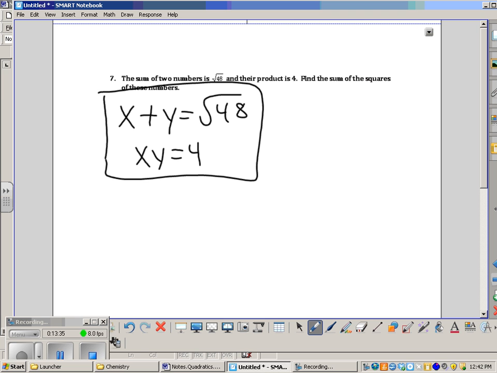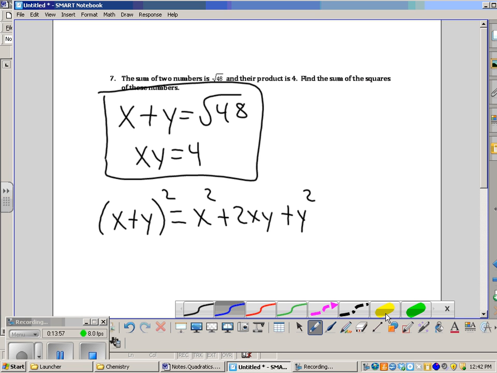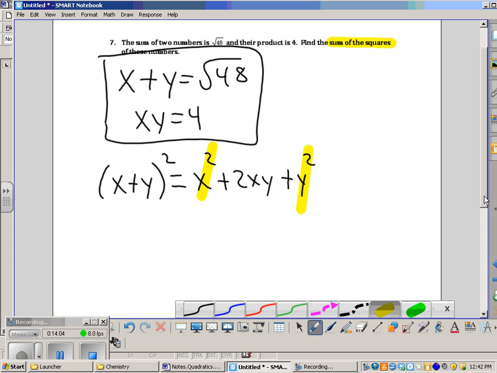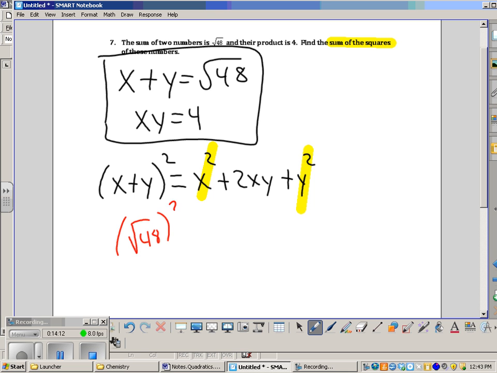Okay. Remember the perfect square trinomials thing that I said was the biggest trap in high school? Well, x plus y squared equals x squared plus 2xy plus y squared. Now let's highlight what the question is asking us to do. Sum of the squares. Well, here's one square, here's the other square. You add them together, you're going to get your answer. And you know what x plus y is. Well, that's root 48 squared.